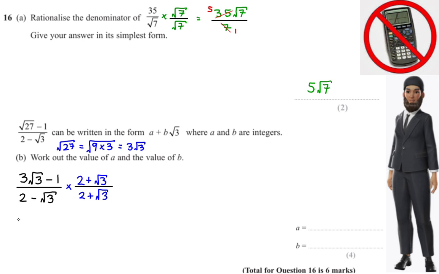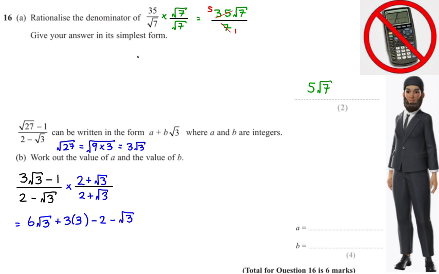So let's expand that out. We're going to be multiplying first 2 times 3 root 3, and that's going to give us 6 root 3. Then 3 root 3 multiplied by root 3 will give us 3 multiplied by root 9, which is the same as 3 times 3, which is 9. Then you're going to get a minus 1 times positive 2, which gives us minus 2. Then minus 1 times root 3, which gives us minus root 3.